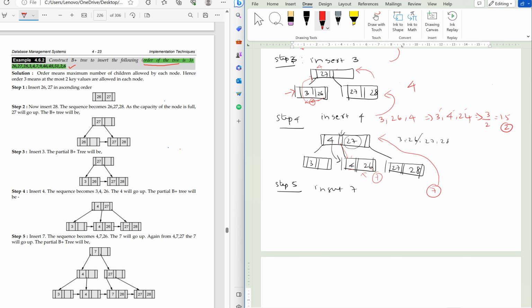Again we need to take the middle, where we arrange these values and keep the middle value, and again the 7 will be going up. Since we cannot insert, it has to be moved. Again here we are facing the same issue. Here 2 elements are there, so we cannot insert. Then again 7 has to be taken as the root node, and based on that we have to arrange those elements.